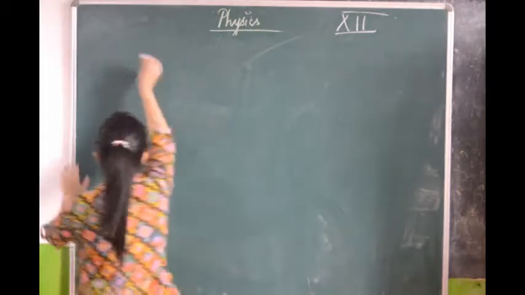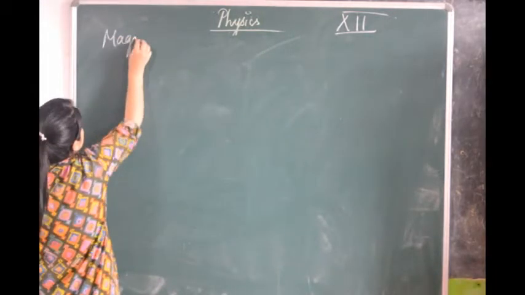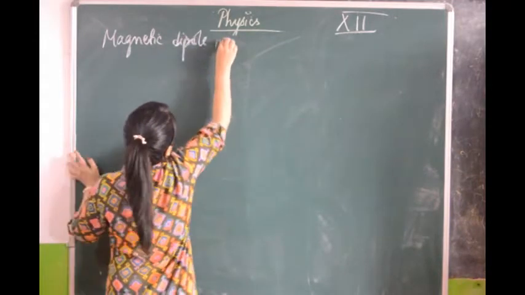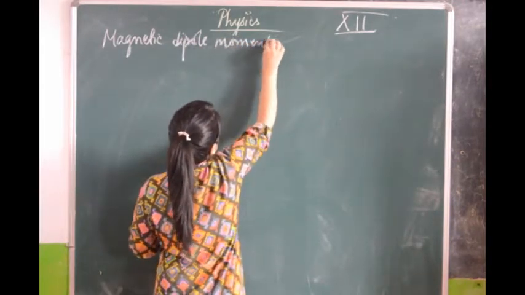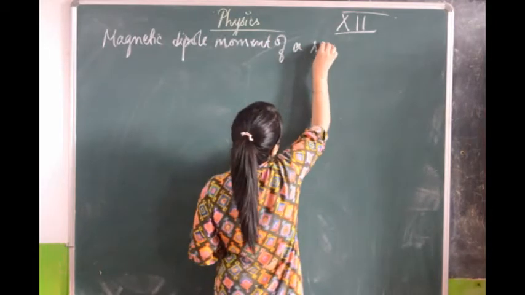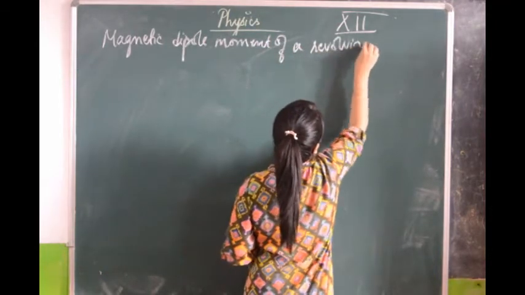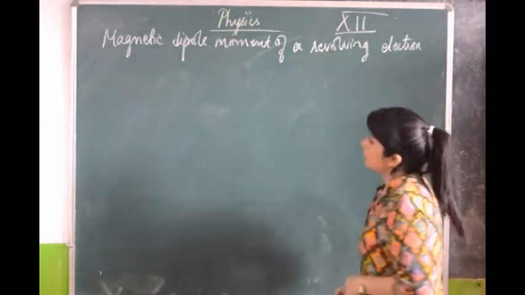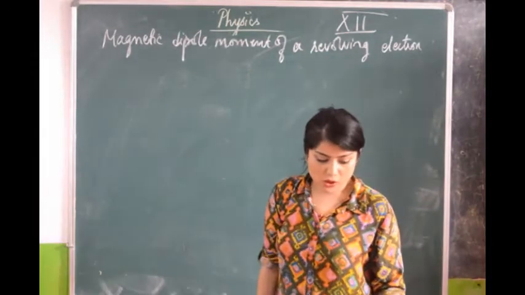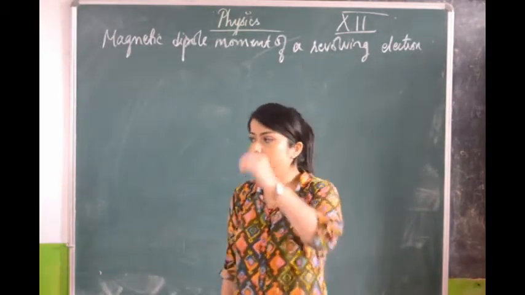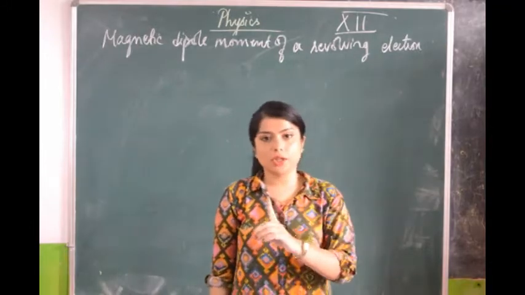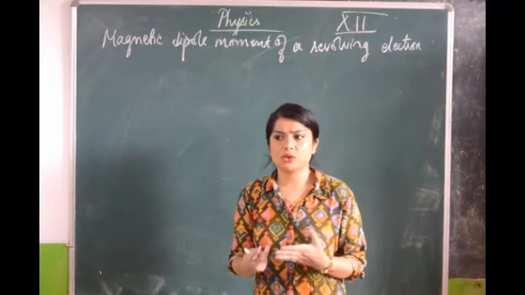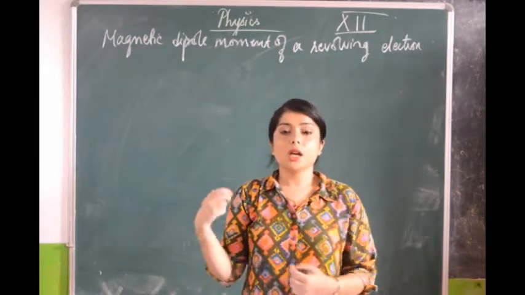Electron. Okay, first of all, let me write the topic. We are going to find the equation for the magnetic dipole moment of a revolving electron. When an electron revolves in its own orbit, it is a charge. Electron is negatively charged, so it can be compared to a current loop.